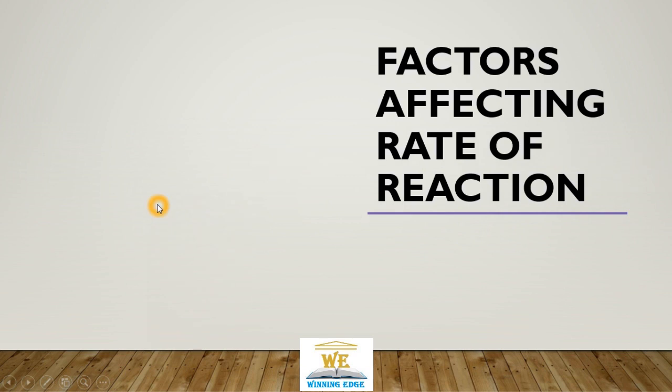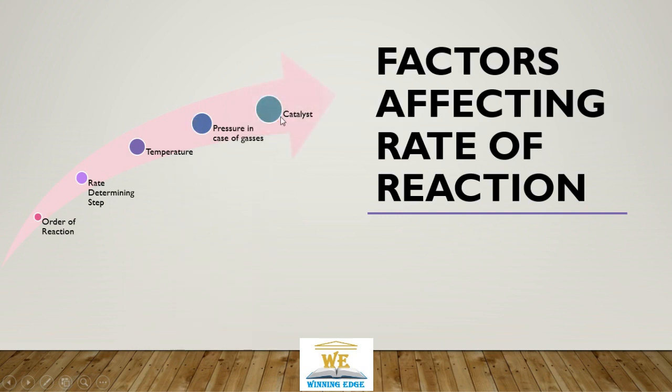We have discussed so far the different expressions for chemical reactions. Now we are going to talk about factors that affect the rate of a chemical reaction. These are order of reaction, the rate determining step, temperature, pressure in the case of gases, and presence of a catalyst in a chemical reaction. All these factors affect the rate of a chemical reaction. Let's try to explore a few of them one by one.